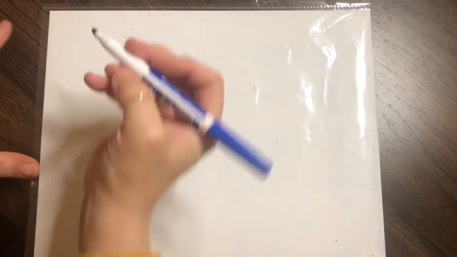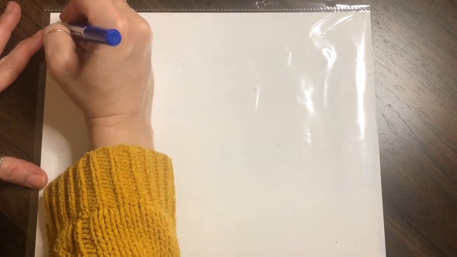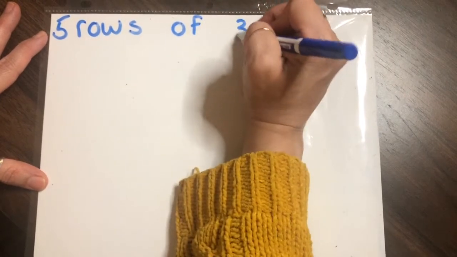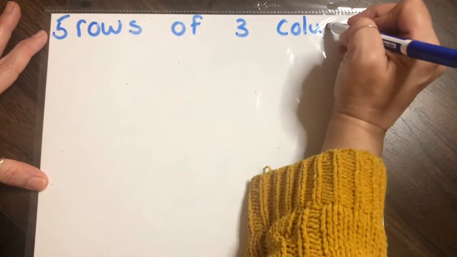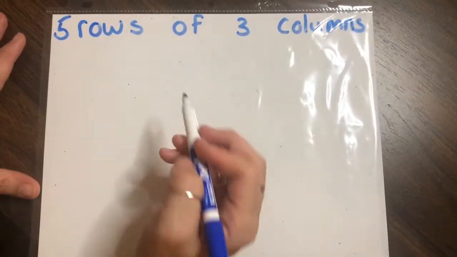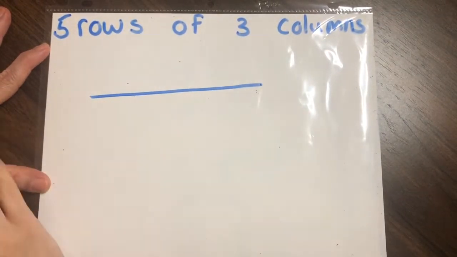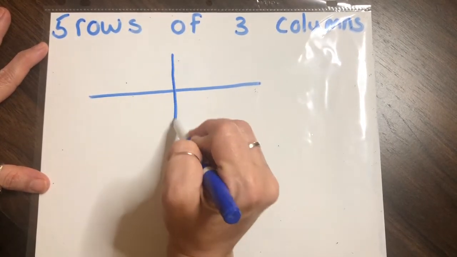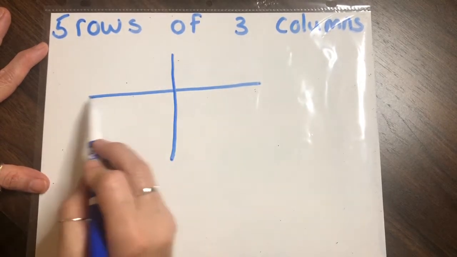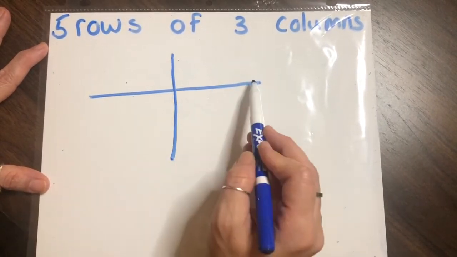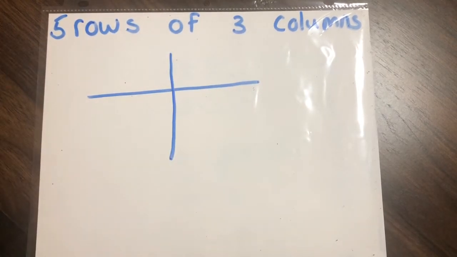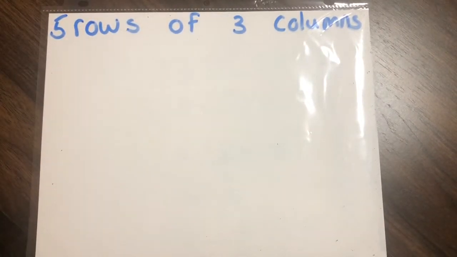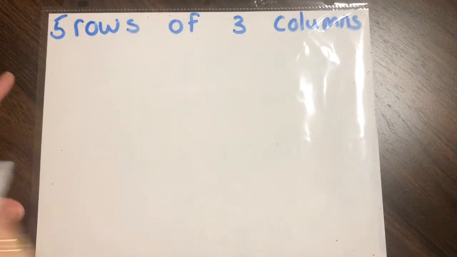All right, and the array we're going to start showing is 5 rows of 3 columns. So 5 rows, 3 columns. Remember that rows go long ways horizontally, while columns go long ways vertically. Horizontal, vertical. Rows, columns. So go ahead and pause the video and draw an array that matches 5 rows of 3 columns.